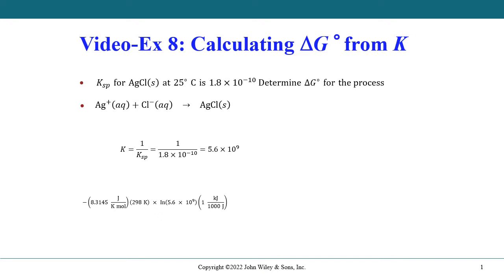Okay, so we're going to calculate a standard delta G value from an equilibrium constant K. And we'll do it for a solubility reaction. So we have a KSP value for silver chloride at 25 degrees as given here. And we need to determine the delta G for this process. So this is the reaction.